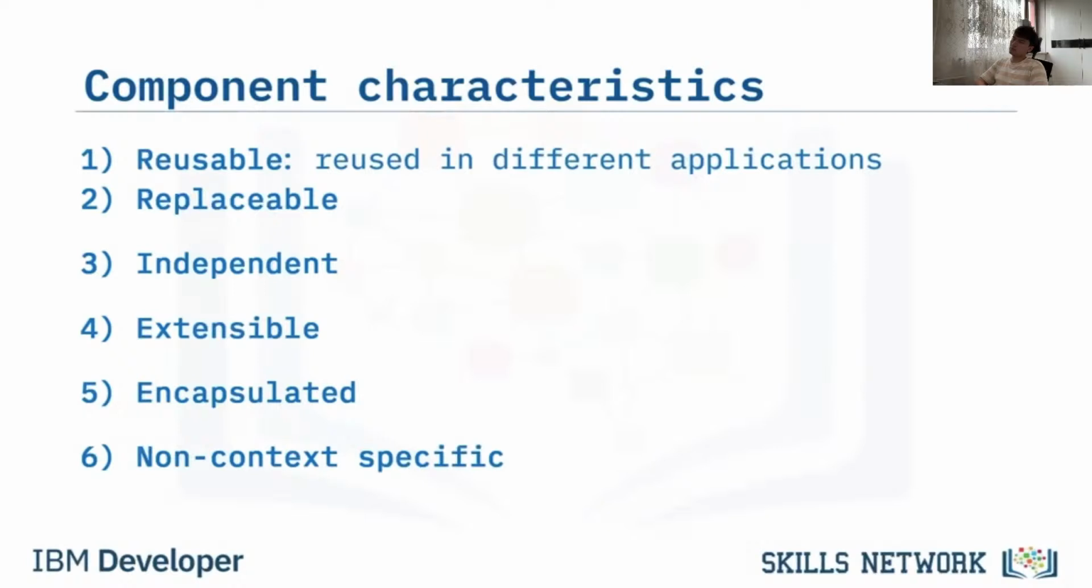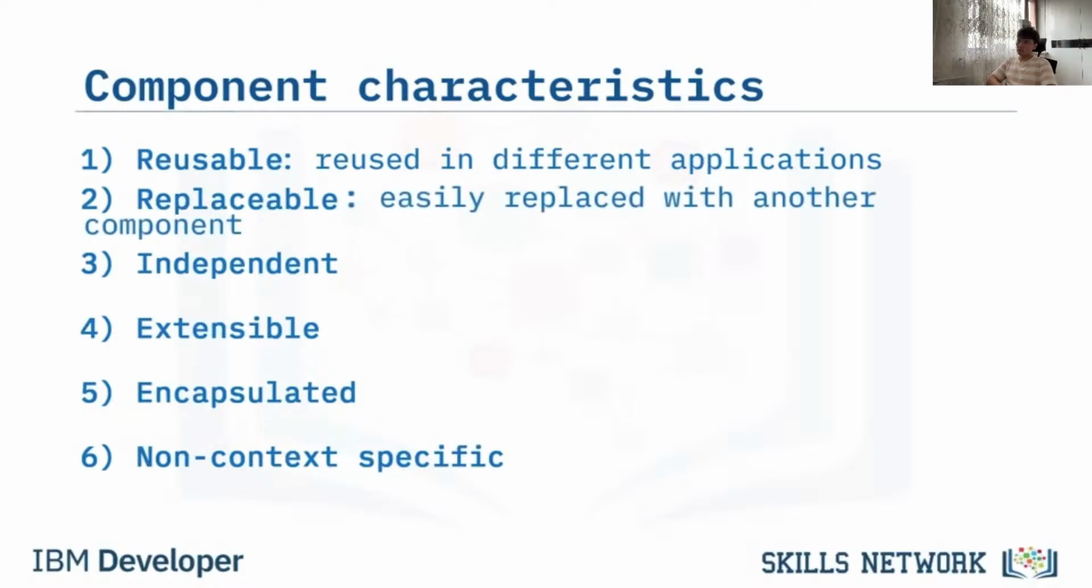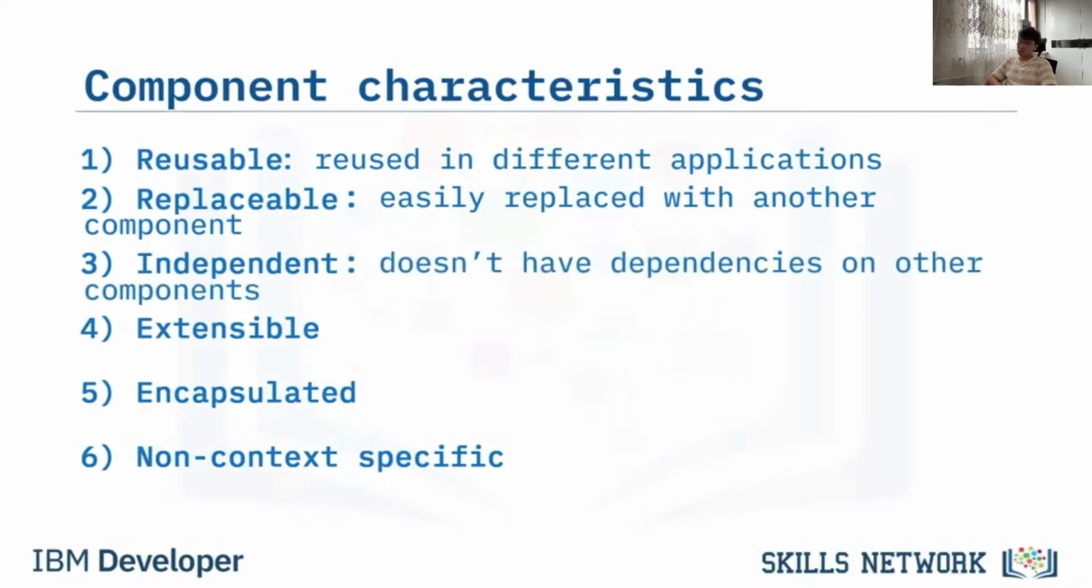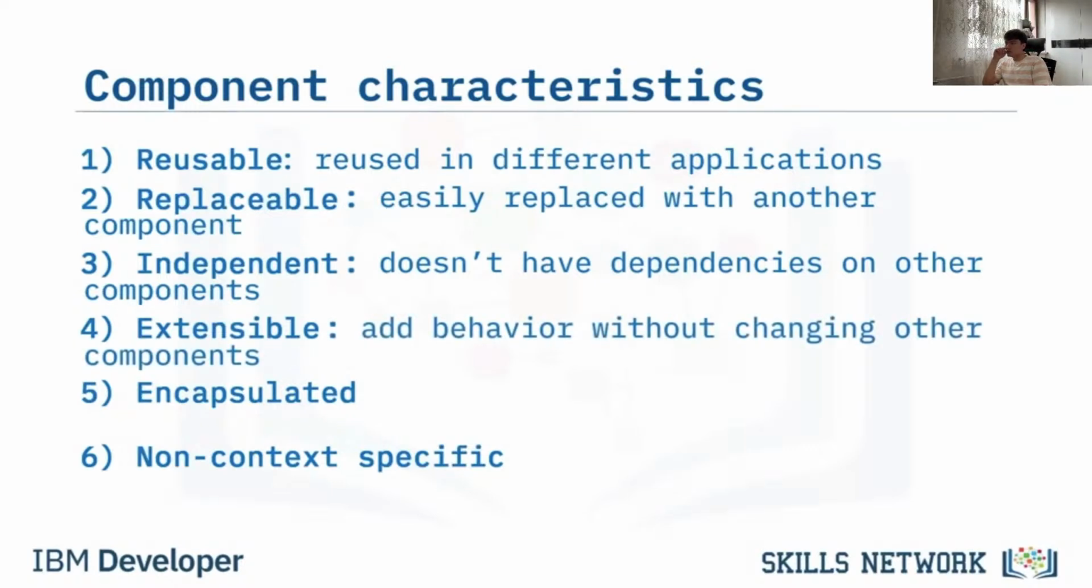Reusable implies that components should be designed such that they can be reused in different applications. Replaceable means that a component should be easily replaced with another component. Independent means the component should be designed so it doesn't have dependencies on other components. Extensibility entails the ability to add behavior to a component without changing other components.